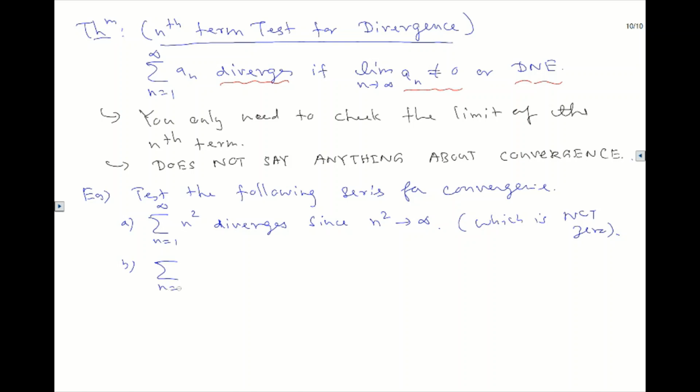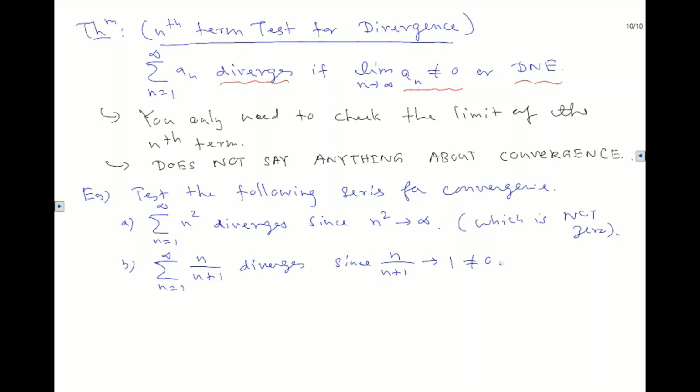B, how about this one? We can do several different examples. n over n plus 1 diverges, since n over n plus 1, what about this limit? Because you only look at the n, and n over n plus 1 goes to 1, which is not equal to 0.